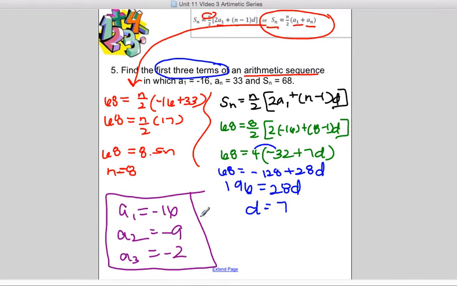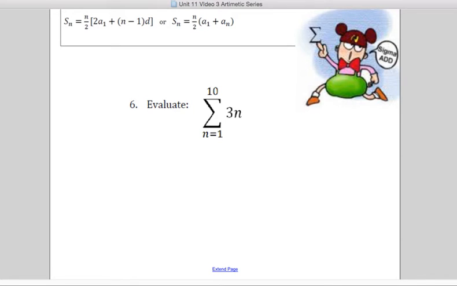All right, so that one was a little tricky. So had to do a lot of steps in order to get my answer. So if you have any questions on this problem, please let me know. Otherwise, we're going to go ahead and move on to sigma notation, okay?